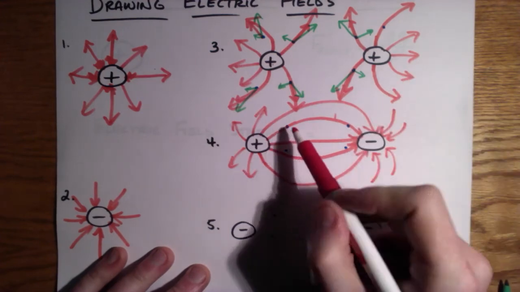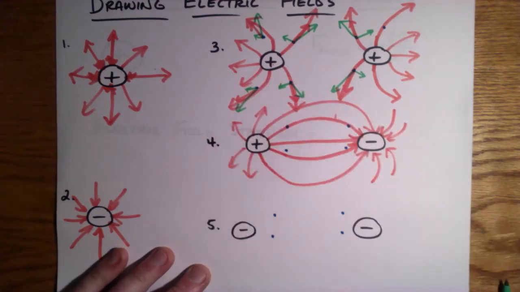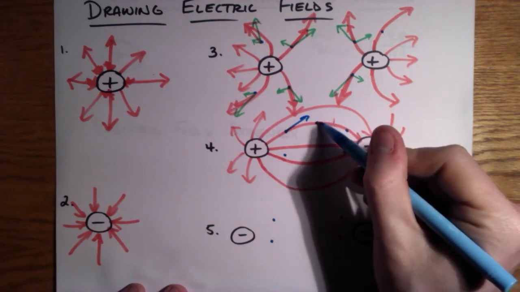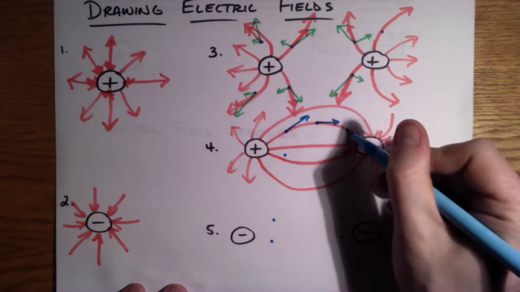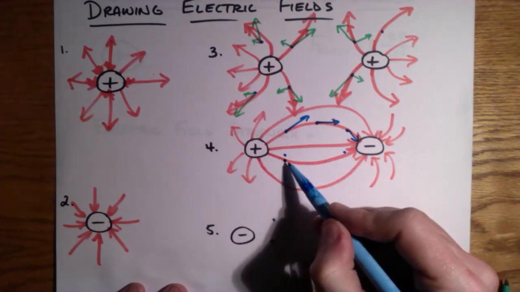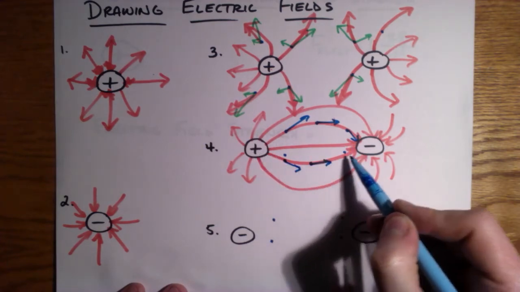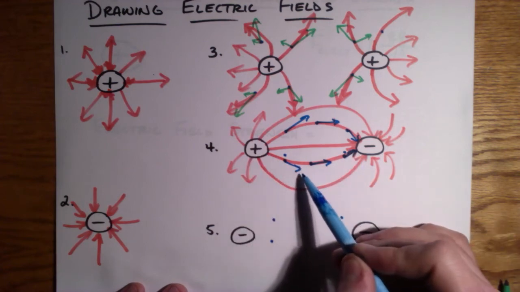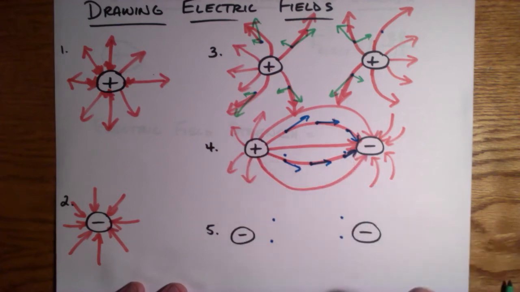So you can start to see that at any point, if I were to place a positive test charge at this specific location, it would shoot off this way. If I placed it here, it would shoot off this way. If I placed it here, it would shoot this way. So these lines are just showing the actual force at any given location that would act on a positive test charge. As I get further away from the positive, it has less influence, and as I get closer to the negative, it gains more influence.